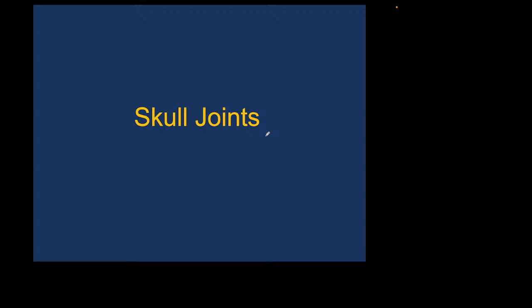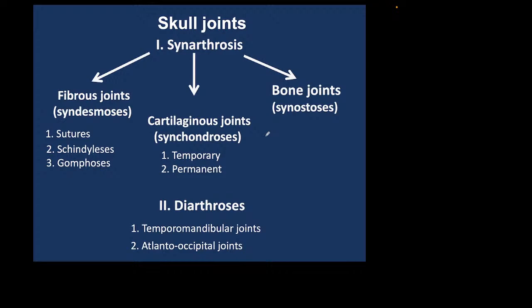And in the end of our lecture, I'd like to tell you about skull joints. What are the joints? What is the connection between the skull bones? We distinguish two groups of joints of the skull. The first one is synarthrosis.